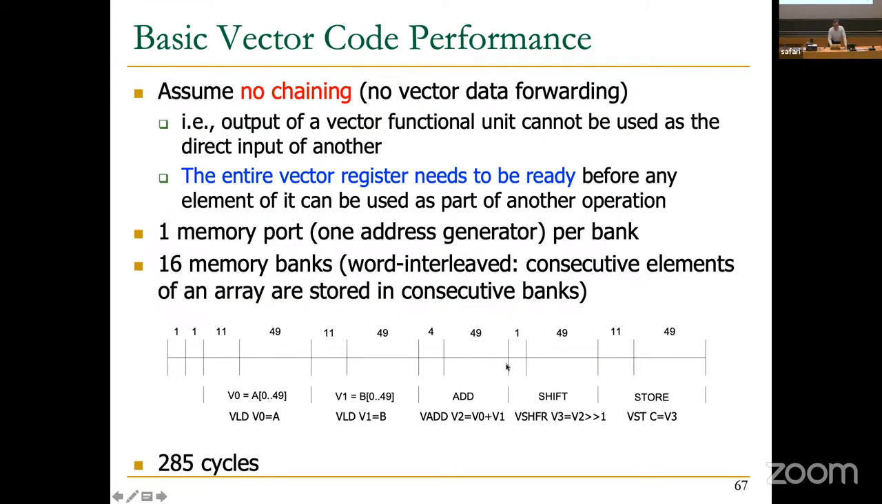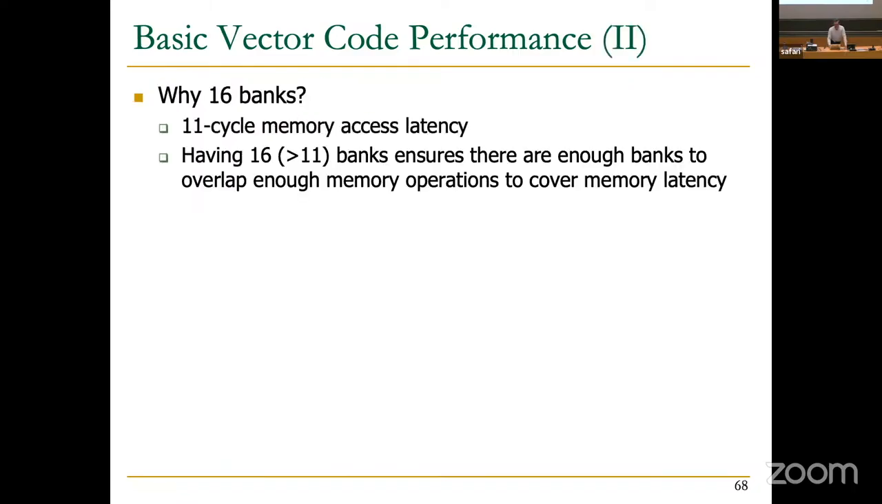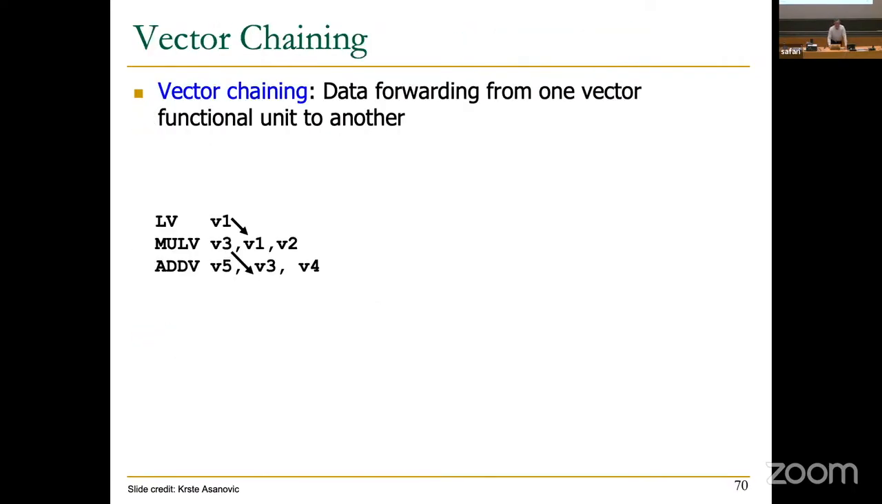And again, similarly shift, we can start the store right after the first element. Basically, we can do element-wise forwarding of results. And that's what we're going to do. That's the idea of vector chaining. It's the fancy word for data forwarding. We're going to forward data from one vector function unit to another.